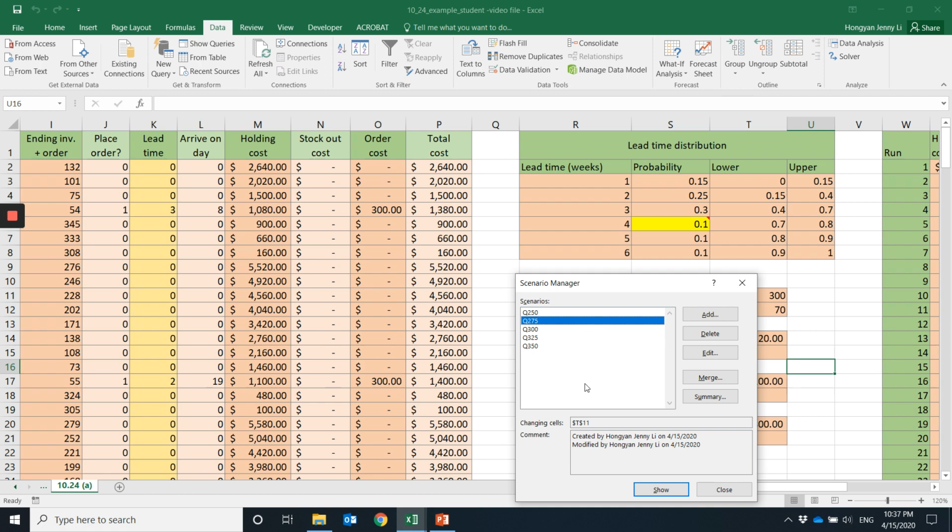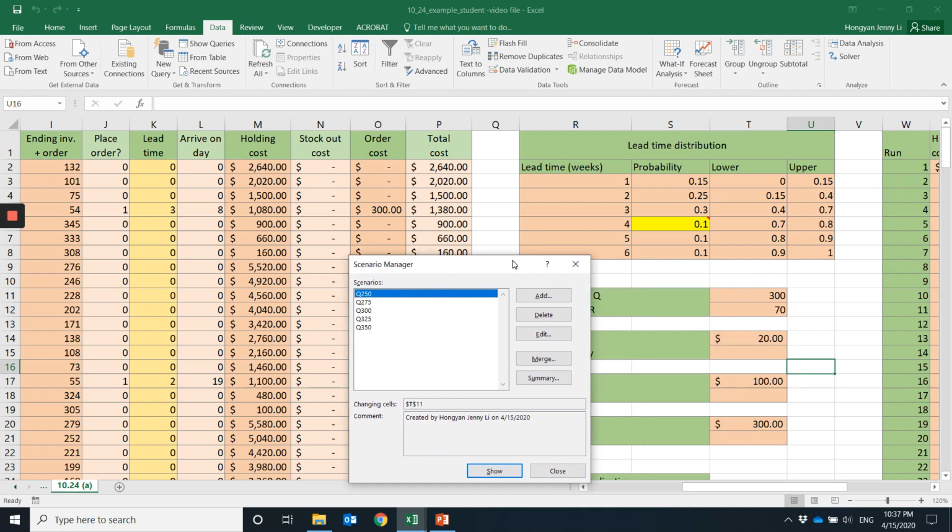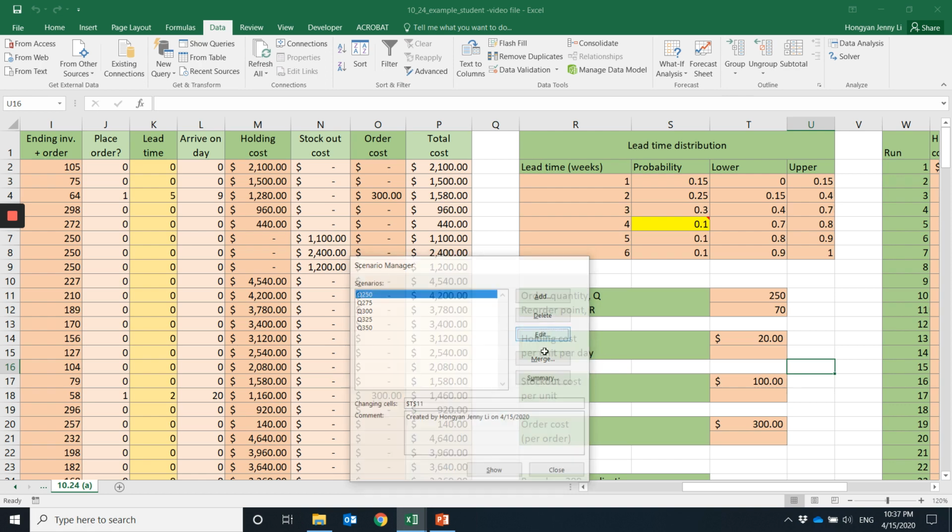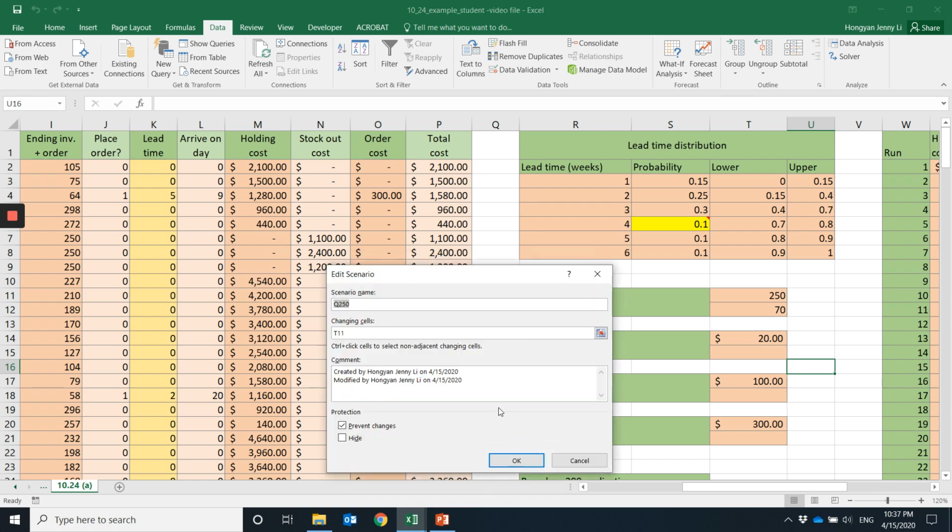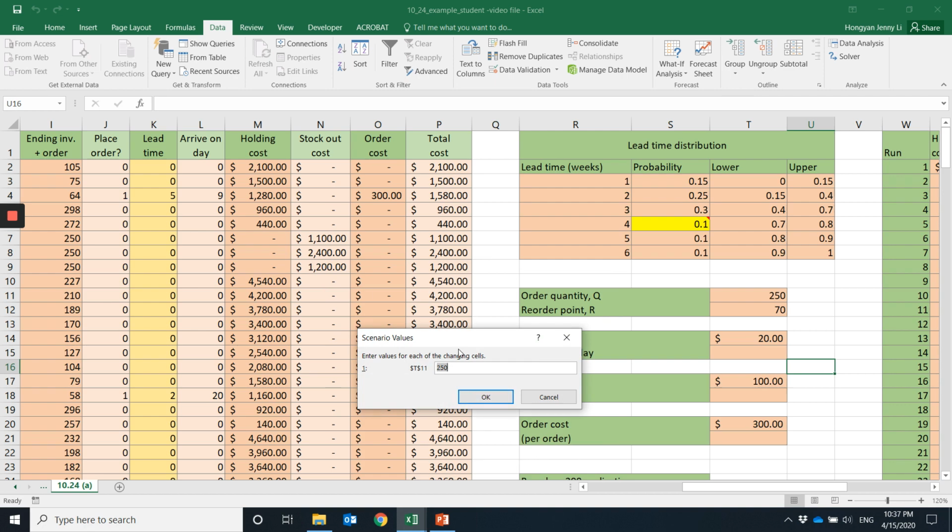So here I already set up the different scenarios. We have also used scenario analysis previously, so I will just quickly take one example. For example, we consider the order quantity 250 as an alternative. Then the value will replace the value in the cell T11 in our Excel workbook. If we edit this scenario, you can see the scenario name is Q250, changing the cell T11, and then click OK. Then we put in a new value, 250.